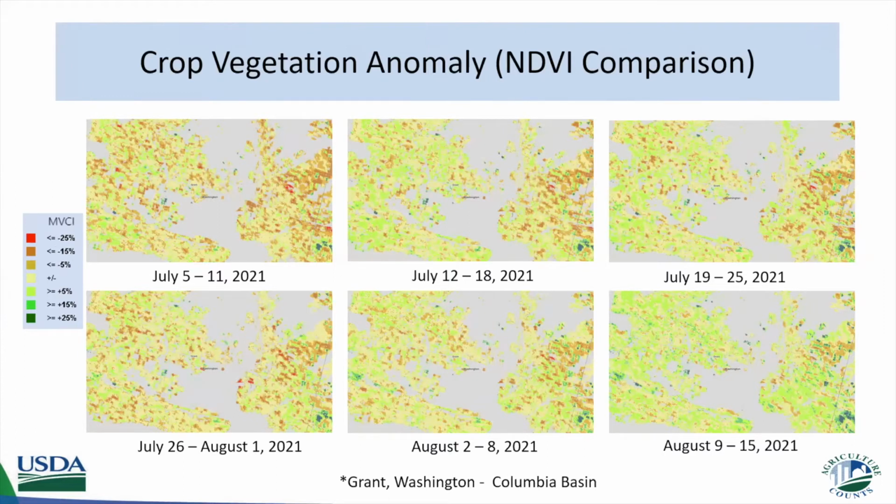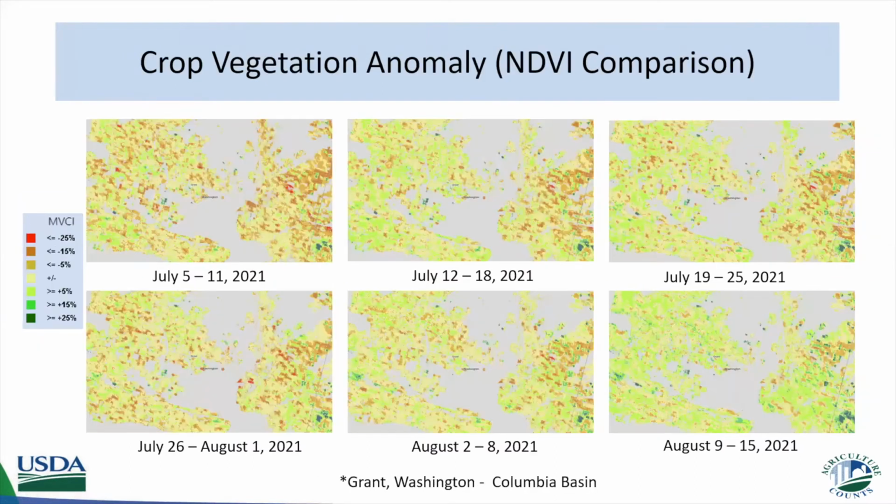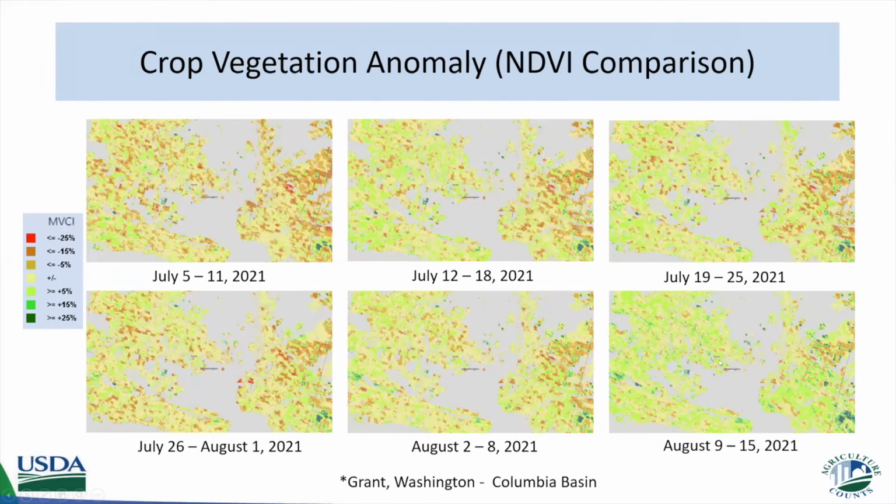The next week. Then the August 2nd week, the stress level is less. And this week, August 9th, the vegetation is even less stressed.